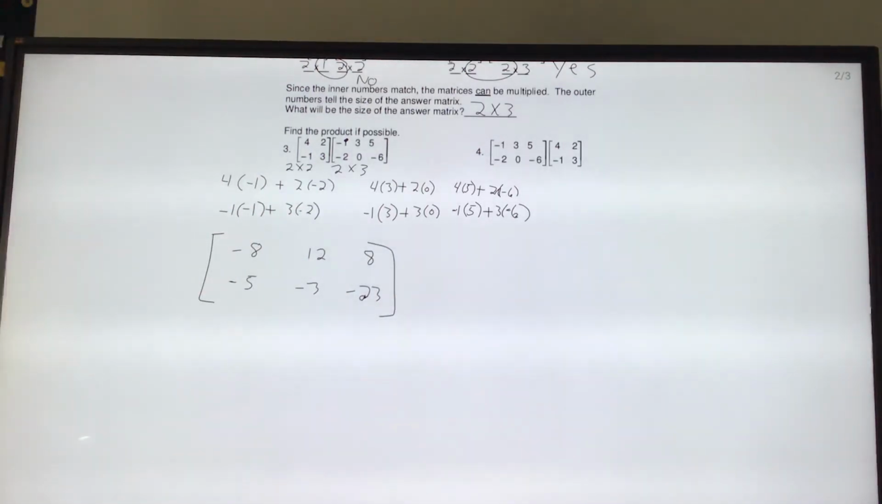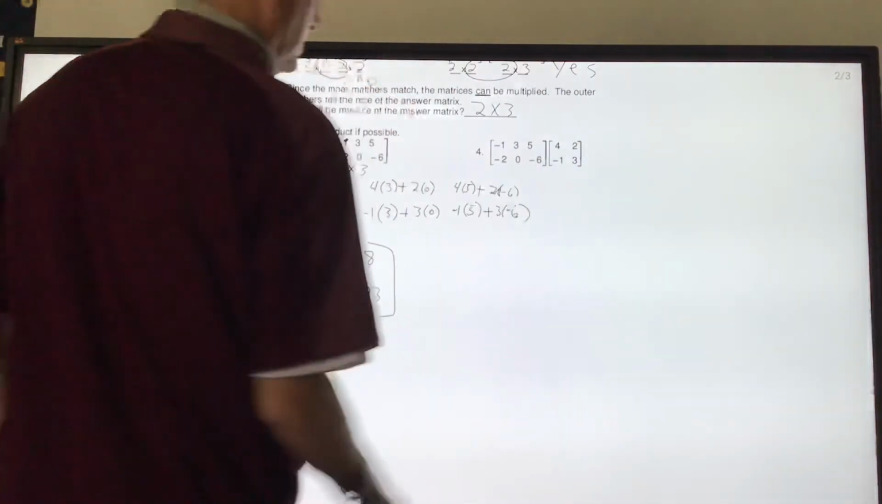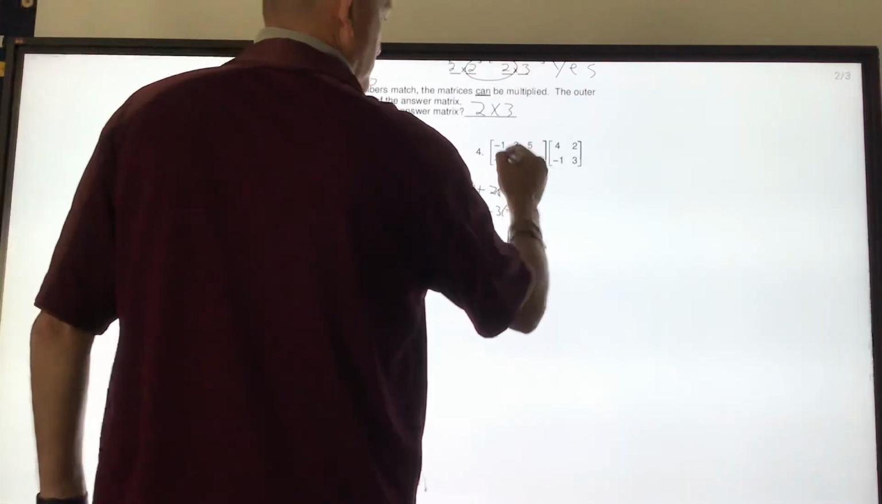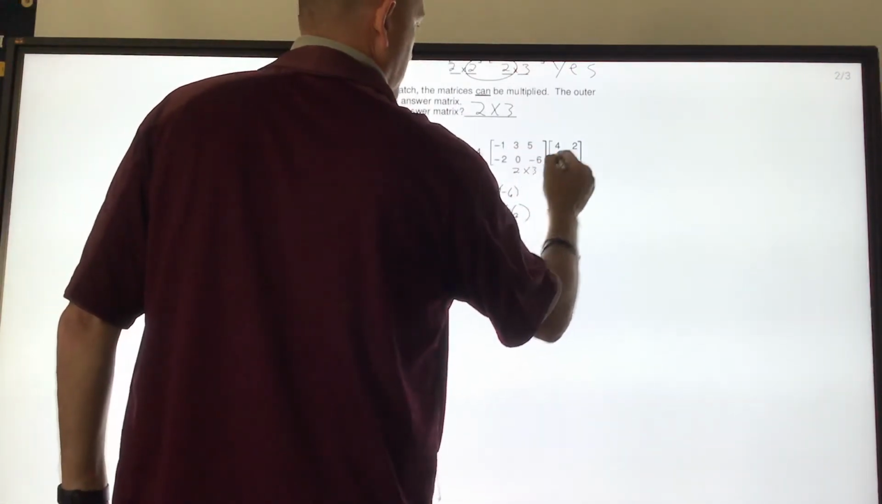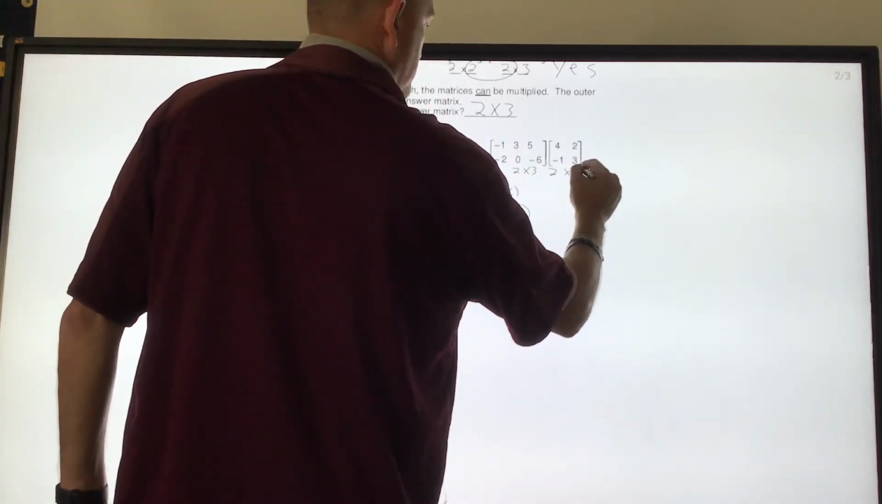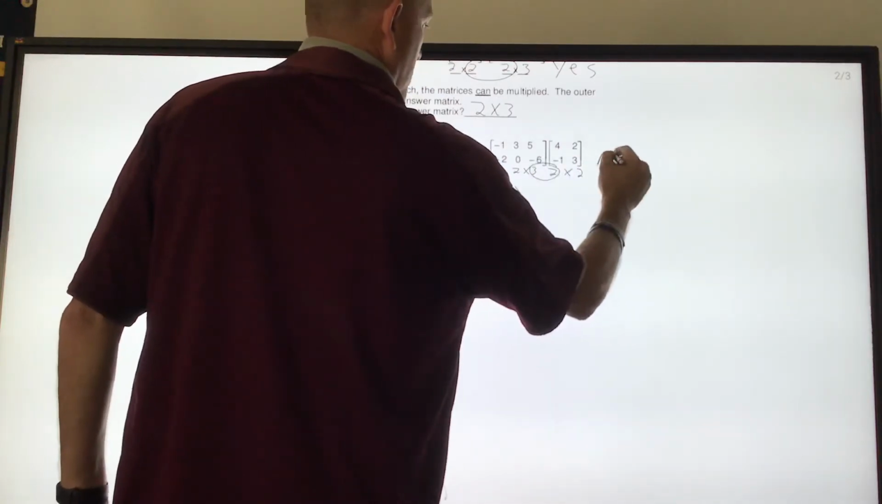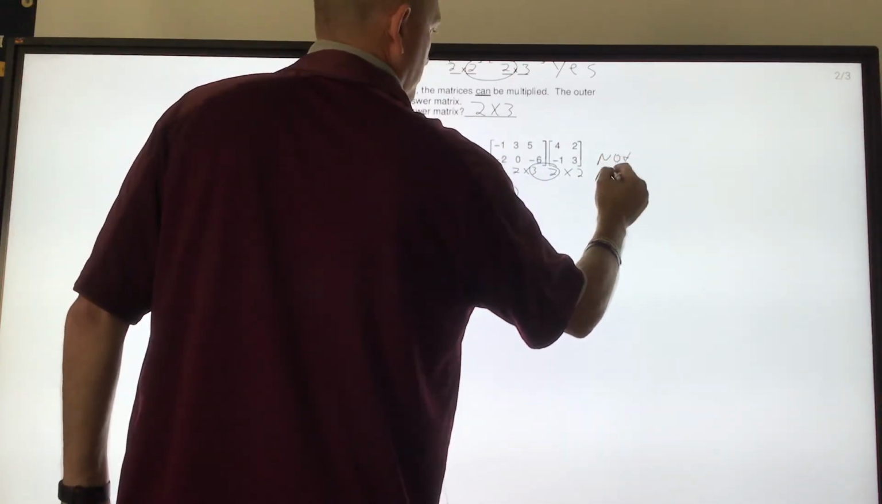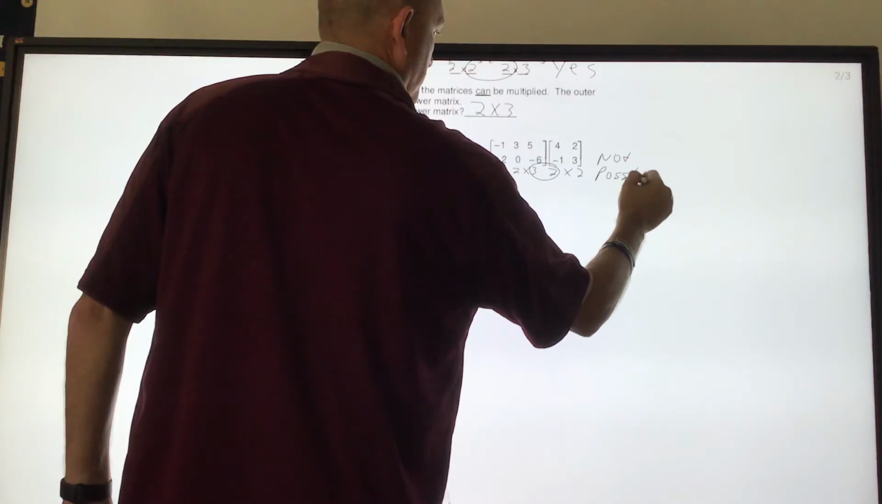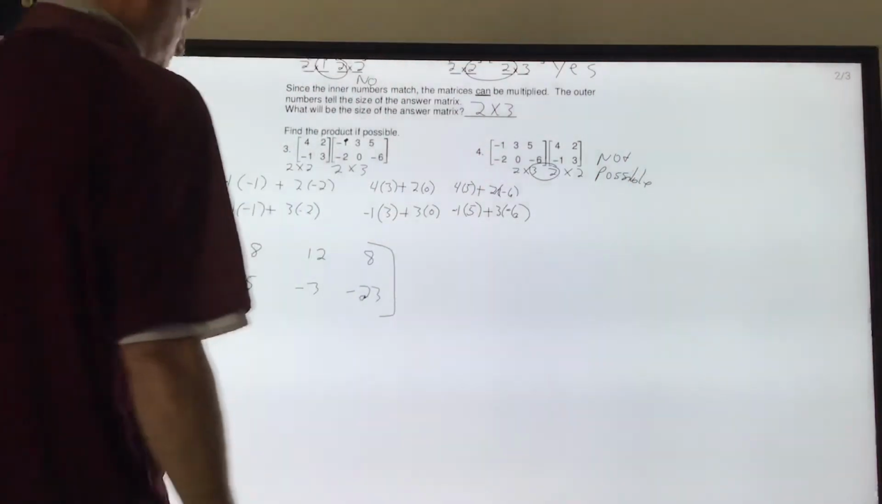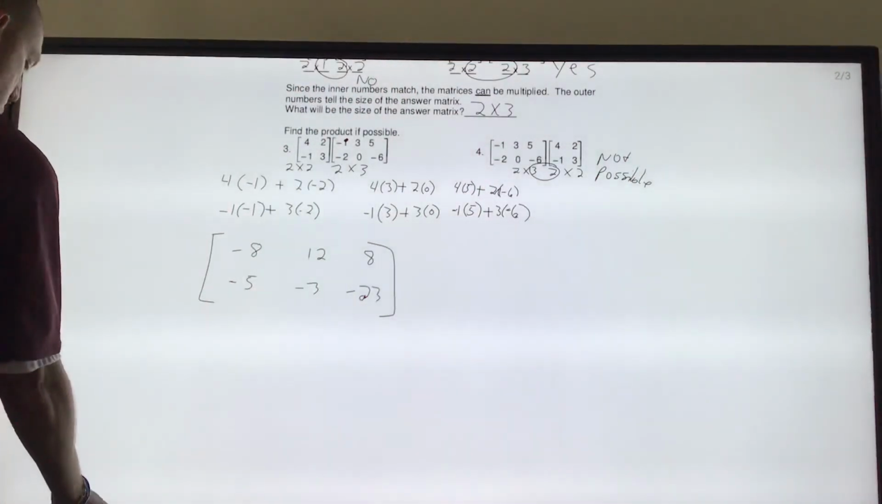All right, so next up, I look at this one here to see if it's even possible. This is a 2 by 3. This is a 2 by 2. So not possible. They don't match. Okay, moving on.